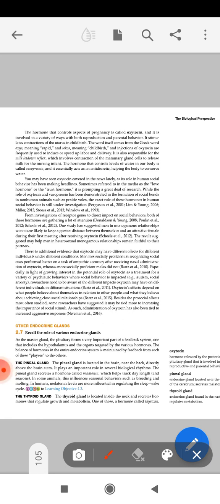Recent findings have told us that the effect of oxytocin may differ for each individual, meaning it may have a different impact on different individuals. This is still in its research phase.